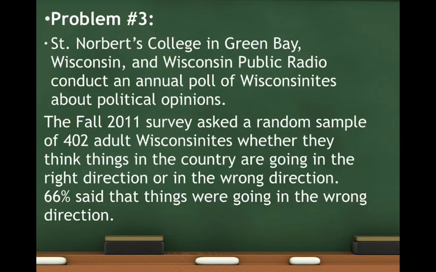Let's look at another problem. It's kind of a long problem. It involves politics. Let's say that at this college they conduct an annual poll about opinions for Wisconsin. In fall of 2011, a survey asked a random sample of 402 adults from Wisconsin whether they think things in the country are going in the right or the wrong direction. From the 402 adults, 66% said that things were going in the wrong direction.